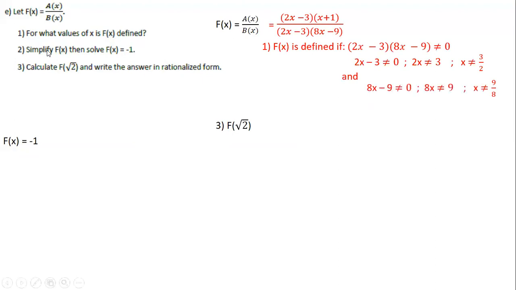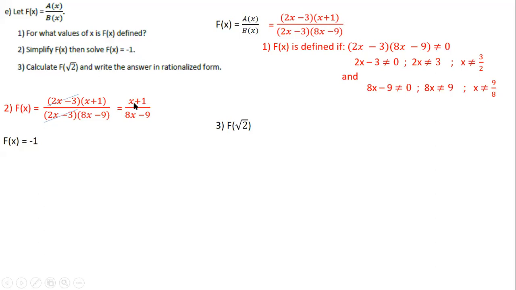Then in number 2, simplify f of x. Of course, we have 2x minus 3 in the numerator, 2x minus 3 in the denominator, so we cancel them with each other. So I get f of x, the simplified form, x plus 1 over 8x minus 9. Then solve f of x equal minus 1.